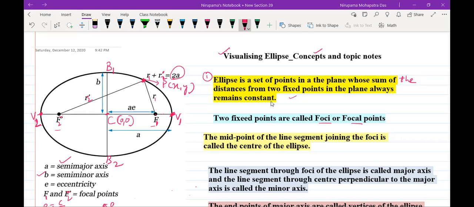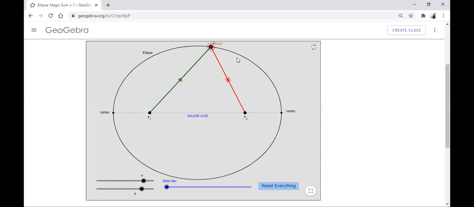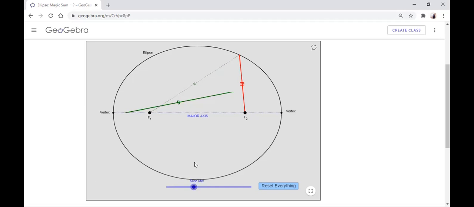Now you see, wherever you keep P, by moving the slider you can see PF1 and PF2. Here PF1 plus PF2 equals the distance between V1 and V2, the two vertices. Is that clear? For any point on the ellipse, the sum of the distances of this point from the two fixed points F1 and F2 always remains constant. That constant is taken as 2a. Clear?